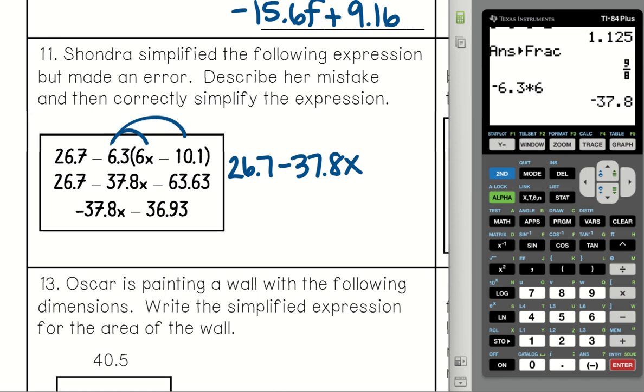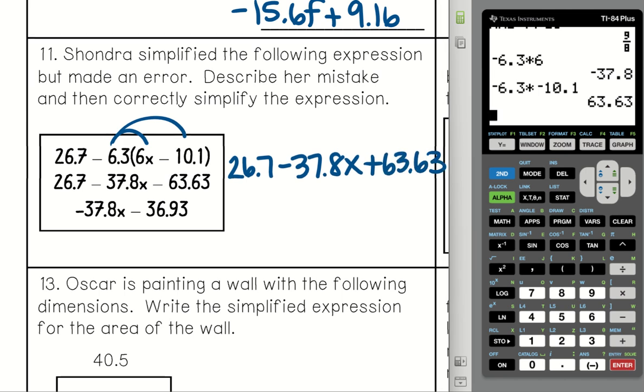Then she should have done negative 6.3 times negative 10.1. So remember, a negative times a negative should be a positive 63.63. So that's where her mistake is. She wrote the wrong sign.